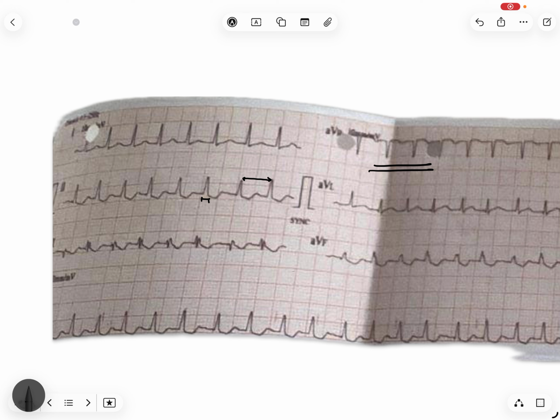We will go to the rate. Rate is around 150 as you can see from the two large boxes over here. The QRS complex is narrow and the rhythm is overall regular, so to say. So this is a narrow complex tachycardia. So this is the first thing that we can see.